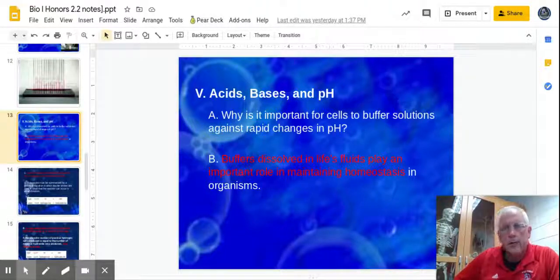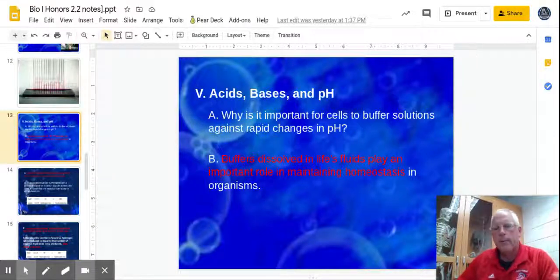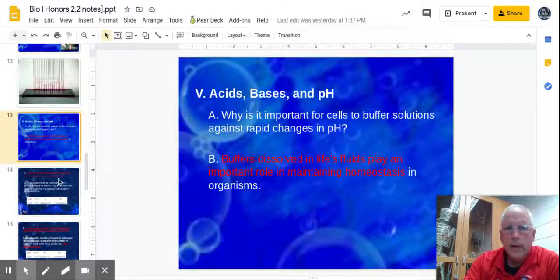What's in this section of 2.2 is that it's very important that cells buffer against rapid changes in what we call pH. So we're going to go over pH today, and that's what the lab's going to be on Monday. Buffers are things that are dissolved in our fluids, the cytoplasm of our cells and our body fluids, and they help maintain homeostasis, one of those characteristics of life that we talked about last chapter. So what are these acids and bases and pH?